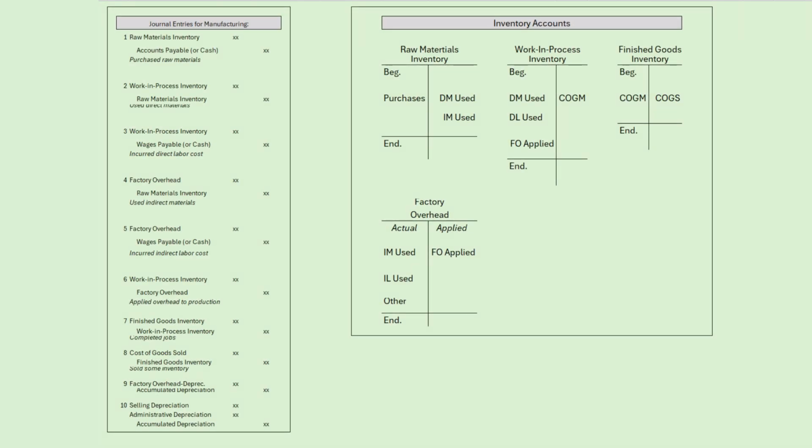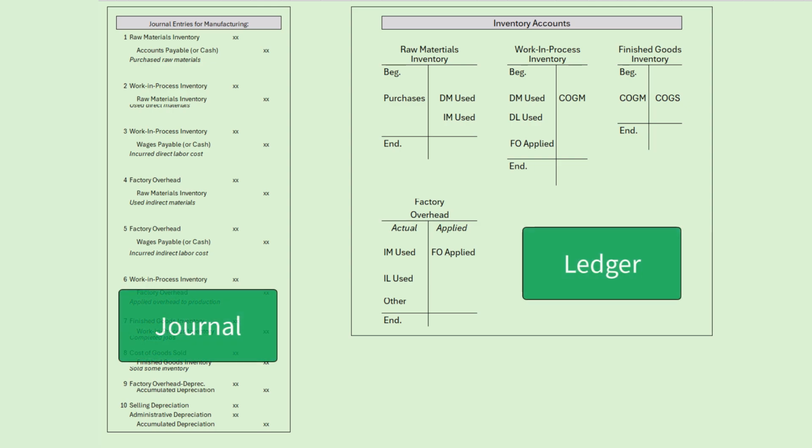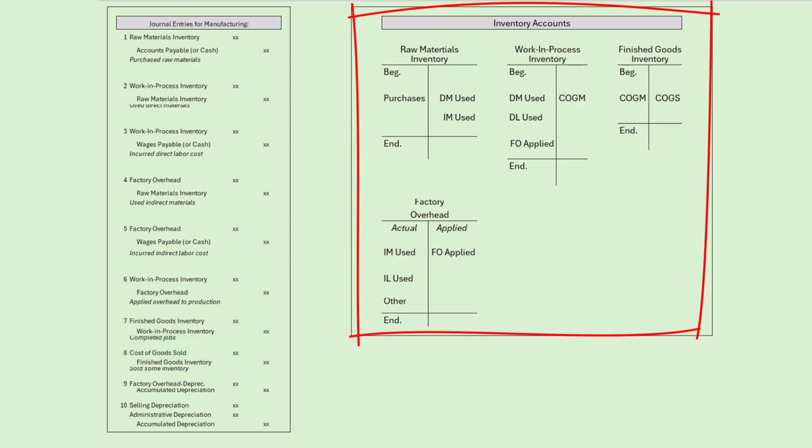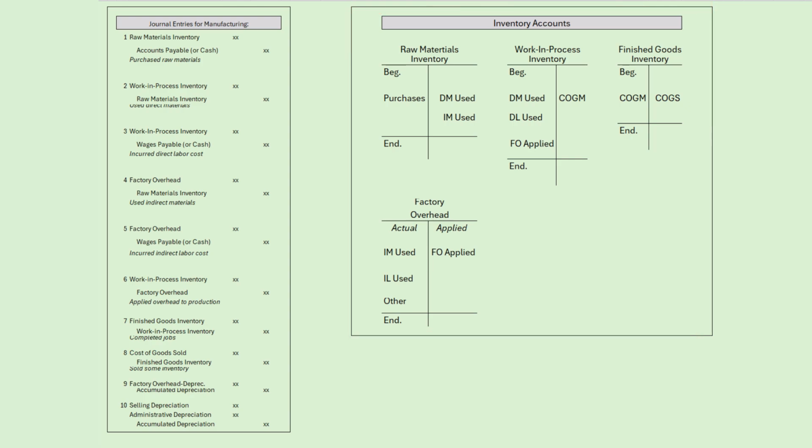In this video, I want to show you some journal entries and ledger entries for job order costing. Here we have a journal on the left and the relevant T accounts on the right. I want to talk to you about these 4 inventory accounts that you'll find in a manufacturing environment. Let's go through each one of these.